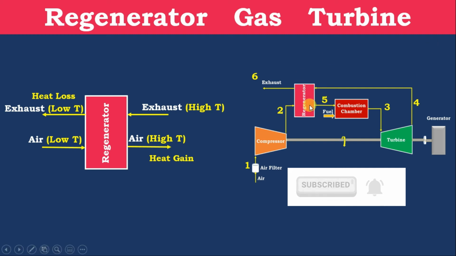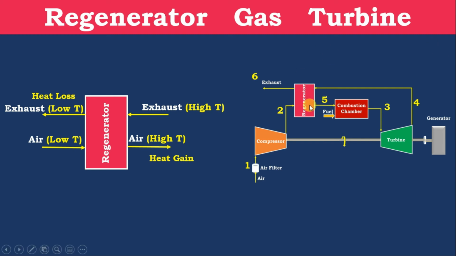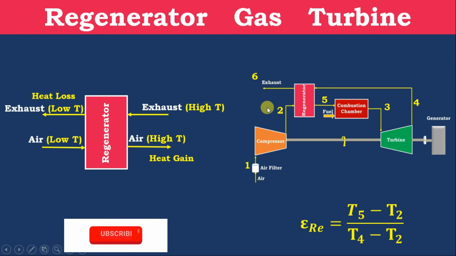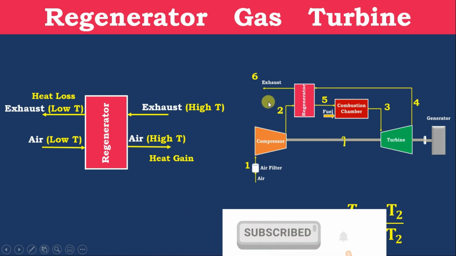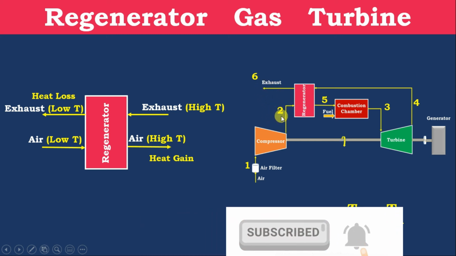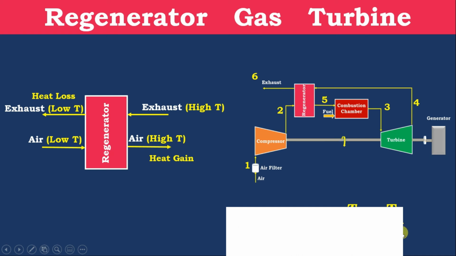In the regenerator, we talk about effectiveness, because it tells how effectively heat is transferred from the hot fluid to the cold fluid. So effectiveness is equal to T5 minus T2 divided by T4 minus T2. Why, instead of T6, have I written T2? If you see, we know that the exhaust temperature of the turbine must be equal to only the compressor outlet temperature. So T6 cannot be less than T2, because the heat is transferring to T2 only. So that's why I replaced T6 with T2.